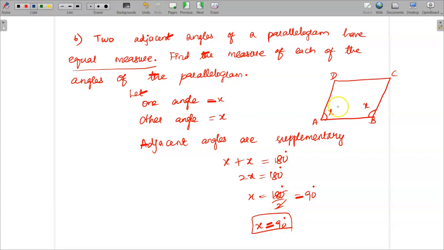So this angle is 90 degrees. Similarly, this angle is also 90 degrees. Opposite angles are equal, so definitely this angle will also be 90 degrees. Again, opposite angles are equal, so angle A and angle C are equal. So actually this will form either a square or a rectangle, ABCD, which is a parallelogram, right? All the angles are 90 degrees.